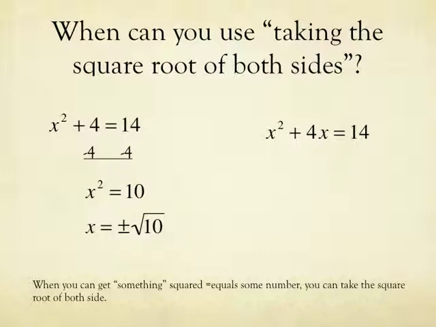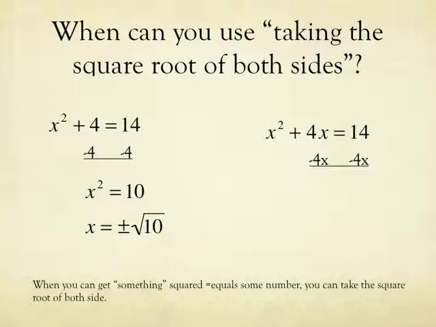In this case, I have something squared equals a plain old number. X squared equals 10. I can take the square root of both sides to find out that x has to be plus or minus the square root of 10. Either the positive square root of 10 or the negative square root of 10 will work when you put it in the equation above. Now let's try and repeat this process with the equation on the right.